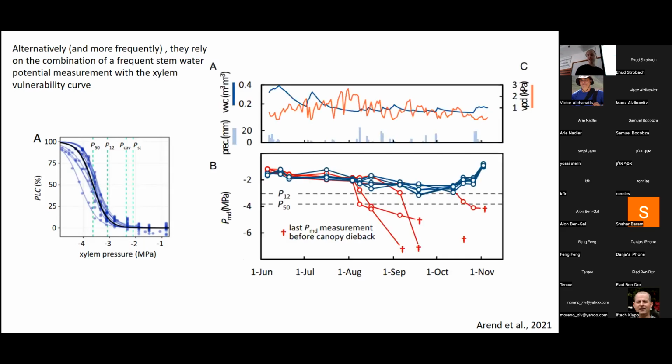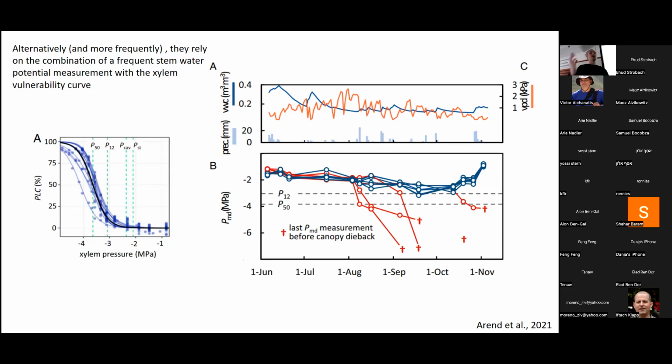Now that you have the vulnerability curve, you only follow the water potential. So you see here they followed the water potential through time. And when the water potential became negative, reaching the P12 or the P50, this is the water potential that will lead to 12% loss of conductivity or to 50% loss of conductivity. When the water potential reached these thresholds, they assumed that you have a lot of cavitation, and you realize that the trees that really went down eventually died. These are dead trees, so they're marked with a cross. It's in Germany.